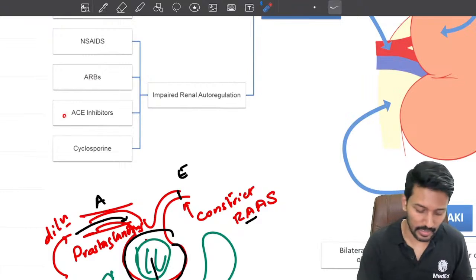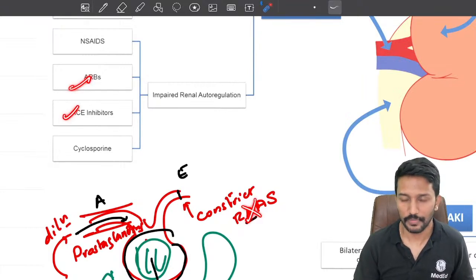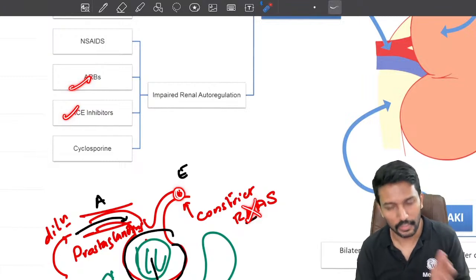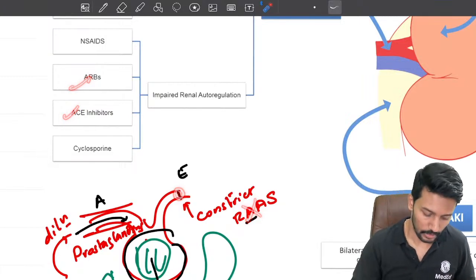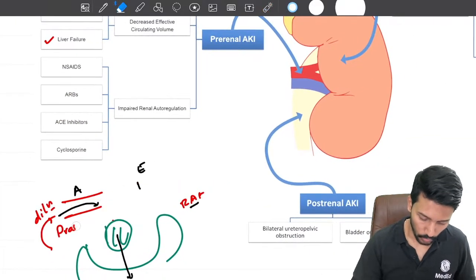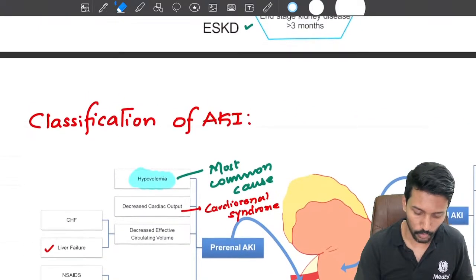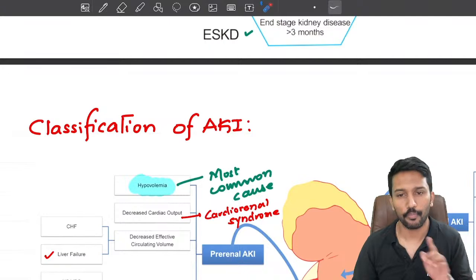Similarly, ACE inhibitors and ARBs, they will block the RAS. So they will not be able to cause the constriction of efferent arteriole. That is why they can also cause acute kidney injury. Okay, so these are all pre-renal causes for acute kidney injury. MCQ wise, they will ask you what is the most common cause. Most common cause is hypovolemia.